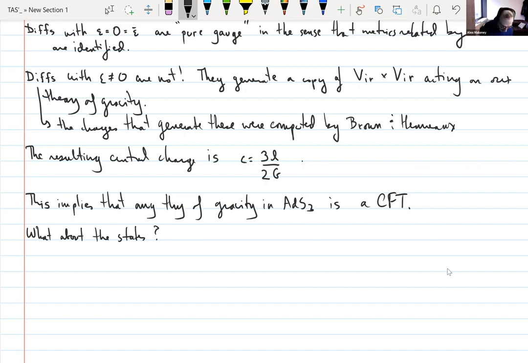Well, let's start with the ground state. So the ground state is going to be empty AdS, right? Whose metric we already met before.